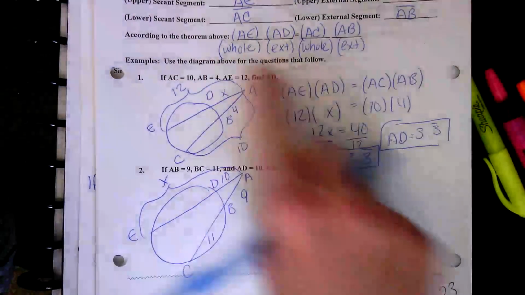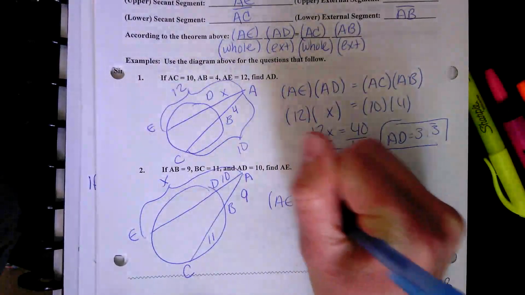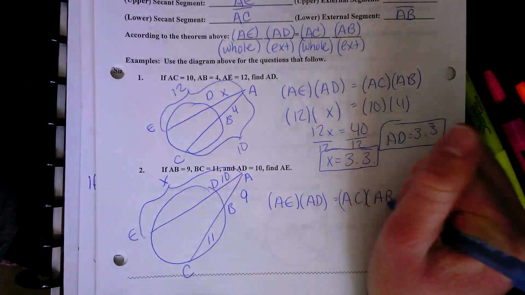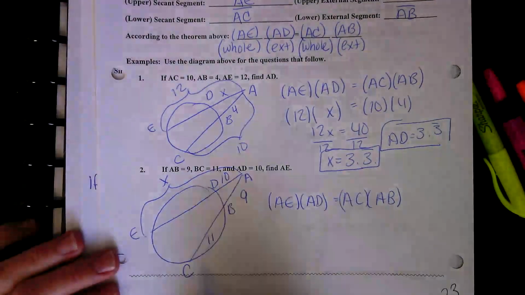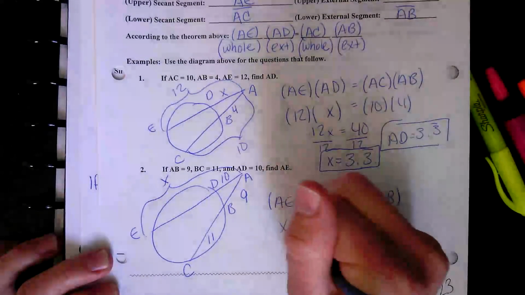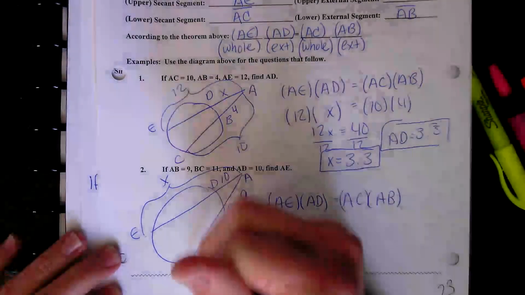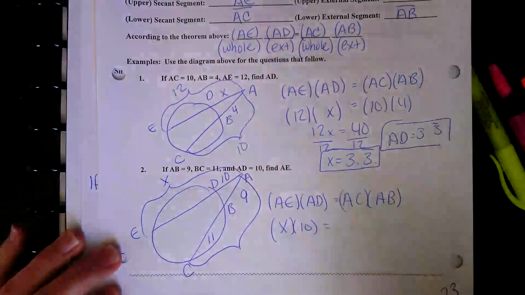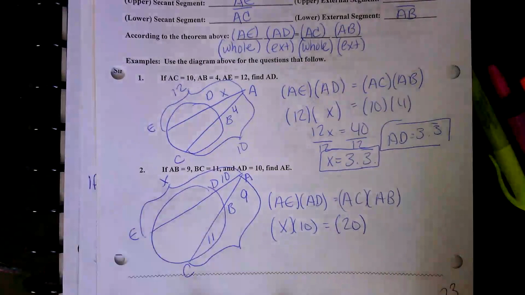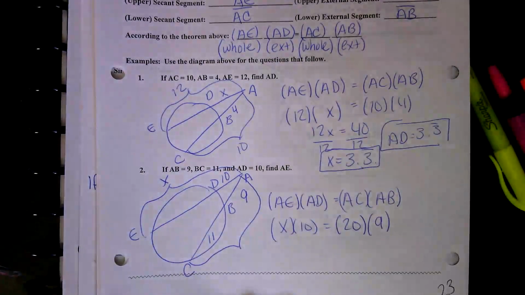Okay, so we're still going to use what we have up here. So AE times AD is equal to AC times AB. Okay, so let's plug them in. AE is X. AD is 10. AC, now be careful, AC is this whole thing. So it's 9 plus 11, which is 20. And now AB is 9. So 9 goes here. Okay?